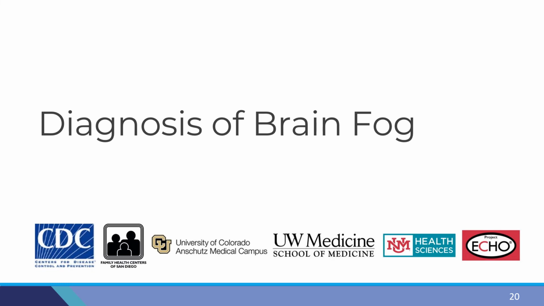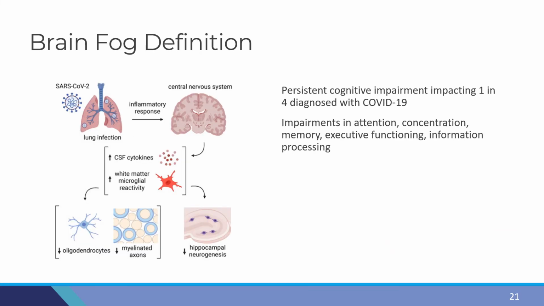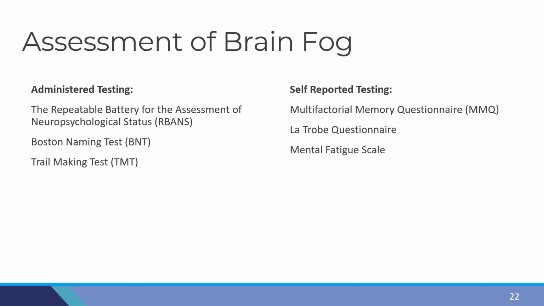We will now discuss the diagnosis of brain fog and other cognitive impacts secondary to post-COVID conditions. As a reminder, brain fog is defined as a persistent cognitive impairment in attention, concentration, executive functioning, or information processing. These are examples of testing which can help identify different characteristics of brain fog like memory, attention, language, processing, and executive functioning. Administered testing includes the R-bands, BNT, and TMT.